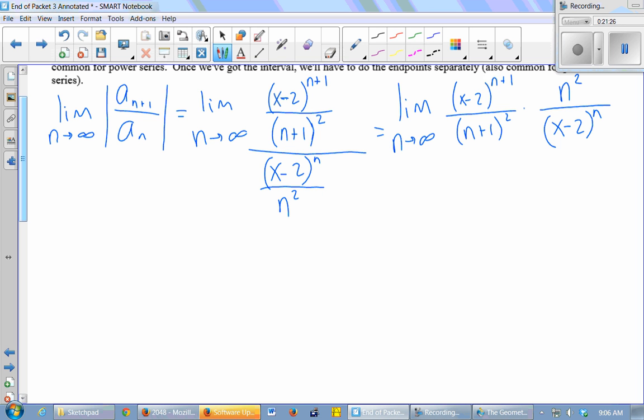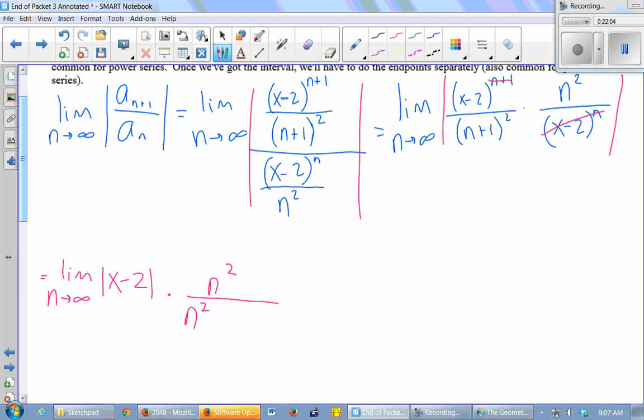I have n plus 1 of these x minus 2's on top, and I have n x minus 2's on the bottom. So n of these will cancel with n of these, leaving 1. Okay, so I have a single x minus 2 on top. This is all an absolute value. And then this is times n squared over n squared plus 2n plus 1.